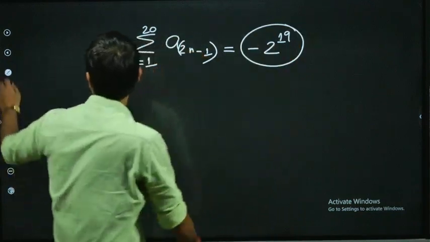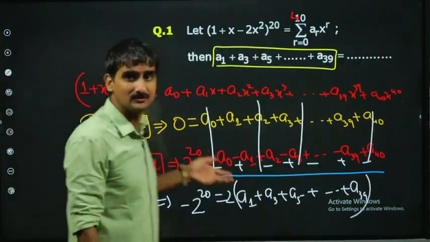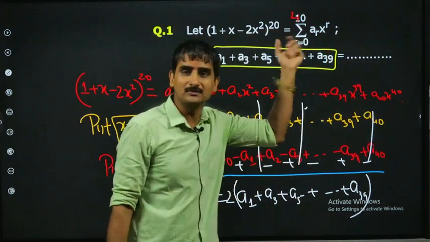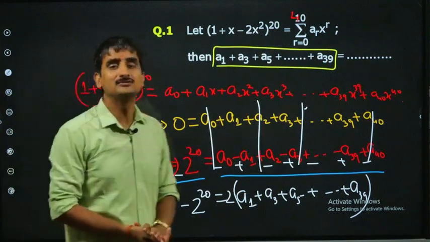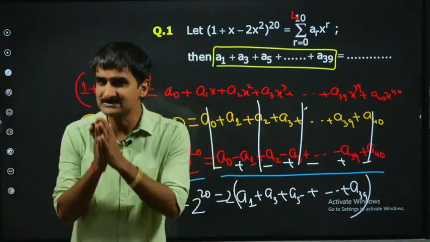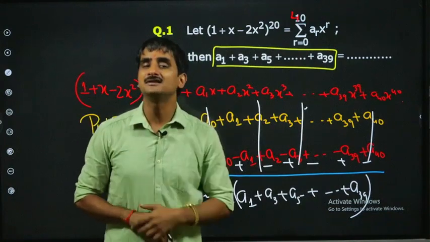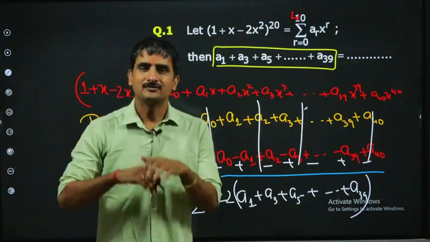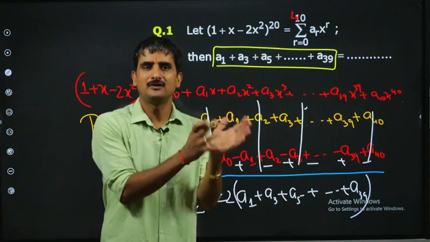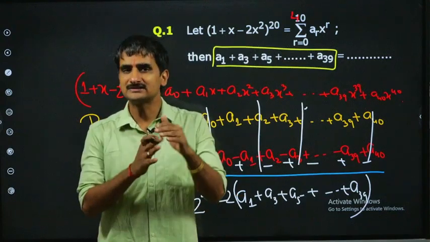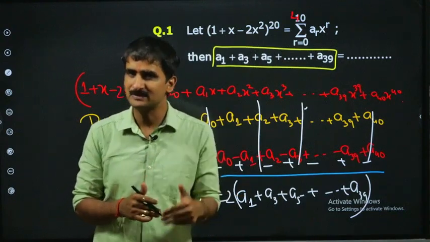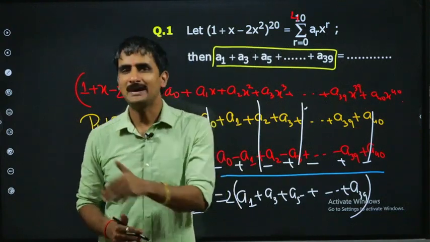If the question had been the sum of all even coefficients of this polynomial expansion, you would have just added them, and the answer would have been, I think, 2 raised to the power 19. The answer is not important. What is important here is the method, for the sum of all odd or the sum of all even. The method is very clear and simple: replace the variable once by 1 and another time by minus 1.